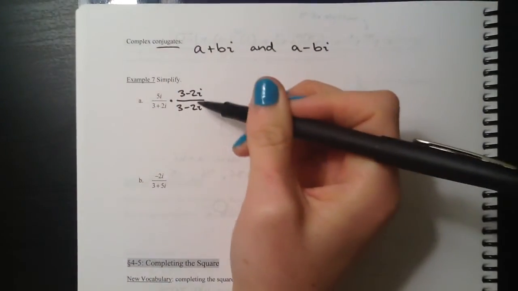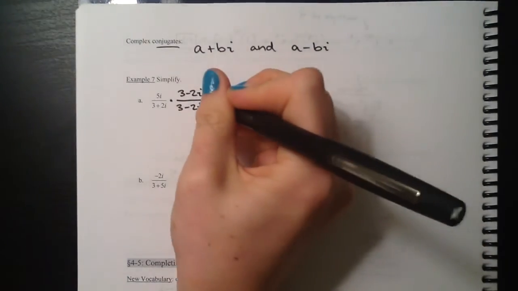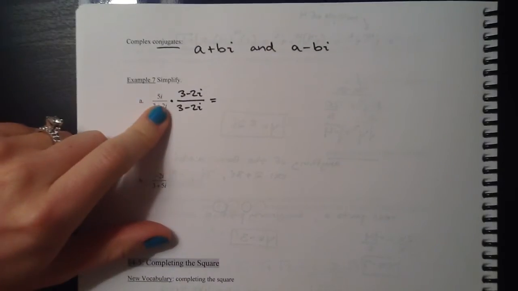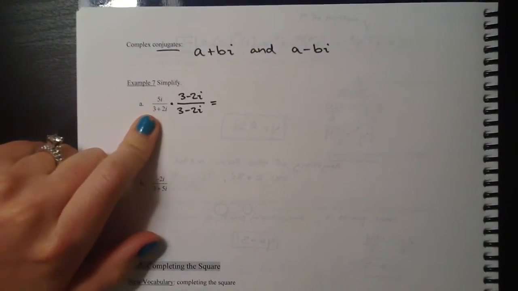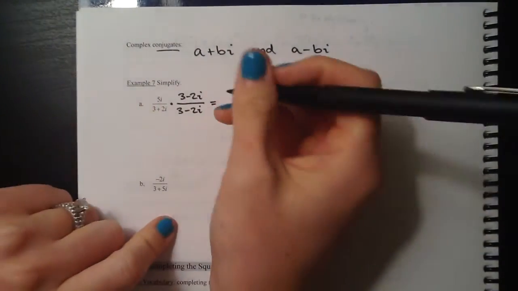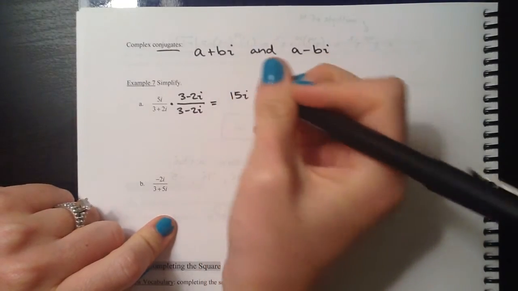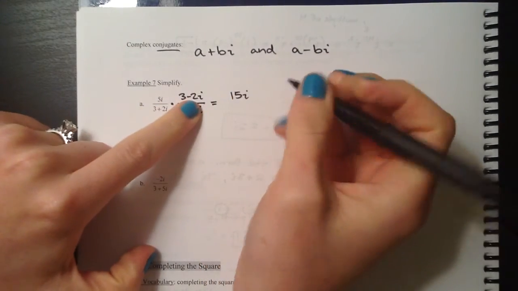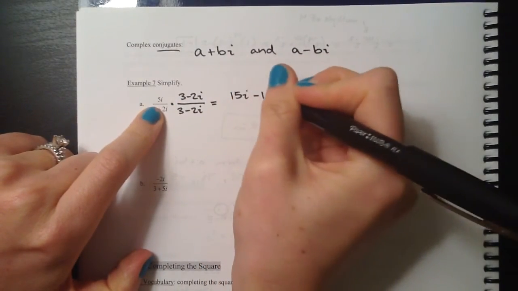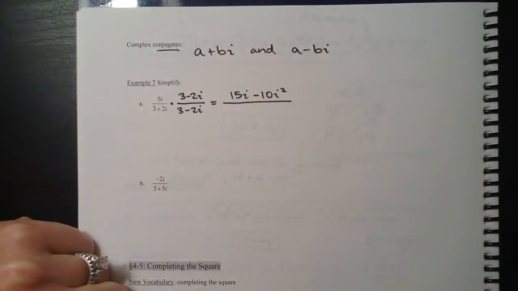So if you look at this, top and bottom are the same. I'm technically just multiplying by 1. Okay, so I'm going to do lots of cleanup here. So I have this 5i to distribute, so we're practicing some more multiplication. So 5i times 3 gives me 15i. And then 5i times negative 2i would give me negative 10i squared. Okay, we're going to keep cleaning this up, so don't worry.